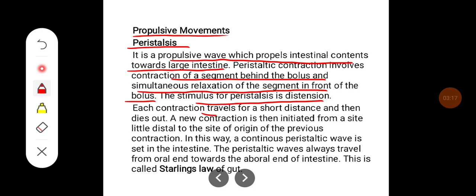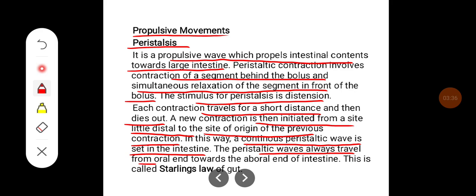Each contraction travels for a short distance and then dies out. A new contraction is then initiated from a site a little distal to the site of origin of the previous contraction. In this way, a continuous peristaltic wave is set in intestine. The peristaltic wave always travels from oral end towards the aboral end of intestine, and this is called Starling's law of gut.